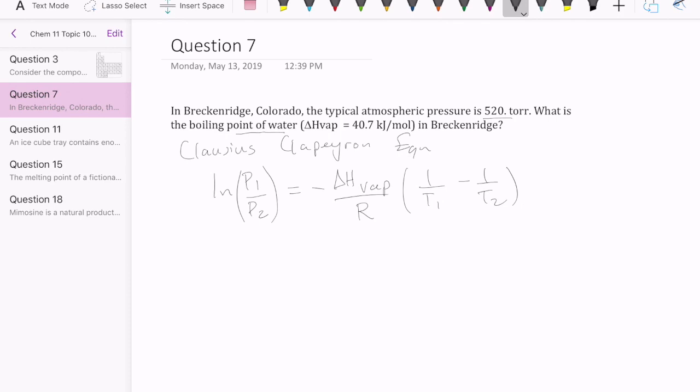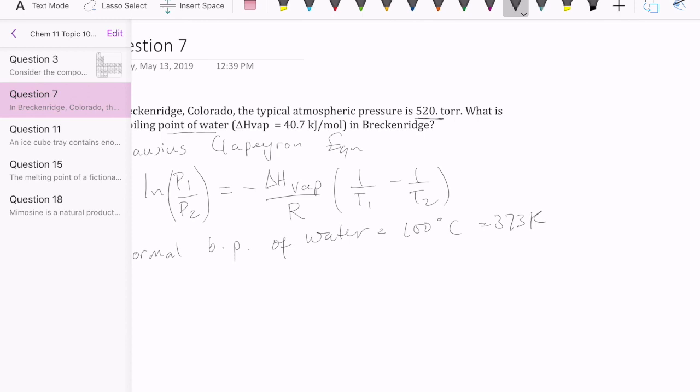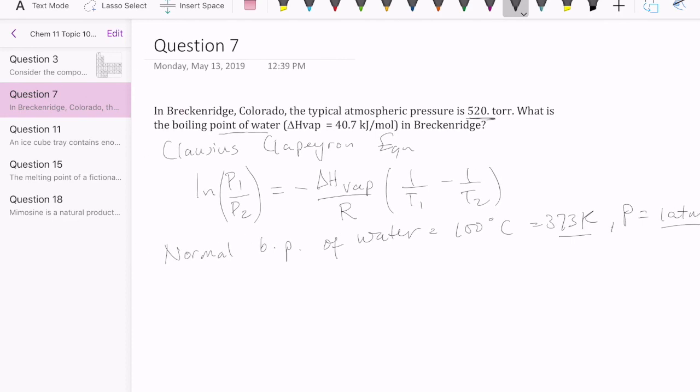With this equation, as you see, we're going to need another data point. We're going to need another pressure-temperature combination before we can solve this problem. So you can always use the normal boiling point, in this case of water, which is 100 degrees Celsius or 373 Kelvin. And we know that that boiling point occurs when pressure is equal to 1 atmosphere. So that will be your second data point that we can use to plug into the equation. Once we have that, we can do a little algebra first, and then we'll isolate one of the temperature variables, and then afterwards we can solve for it.